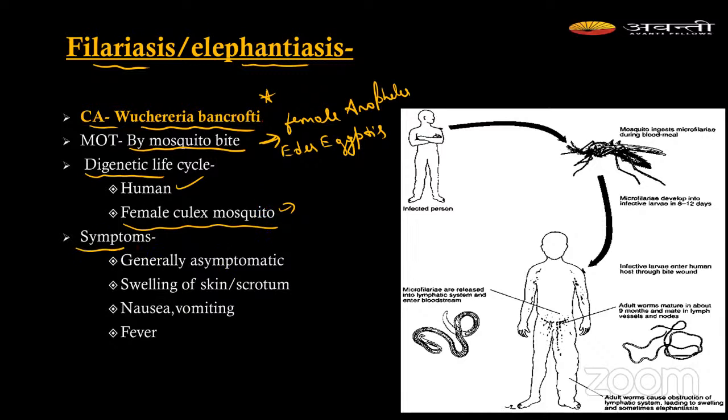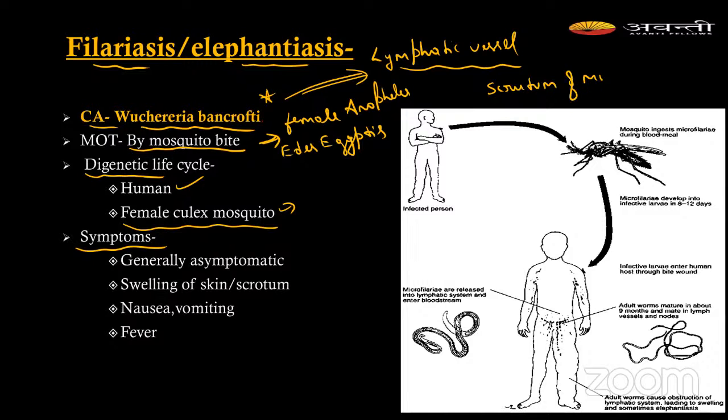Then coming to the general symptoms, you have to remember that in this filariasis or elephantiasis, the Wuchereria bancrofti is going to live in the lymphatic vessel. In the lymphatic vessel, what happened? Not only the legs. In the boys, the scrotum is also going to be enlarged. In the lymphatic vessel, this Wuchereria bancrofti is going to live. So the scrotum of males, and also the legs.